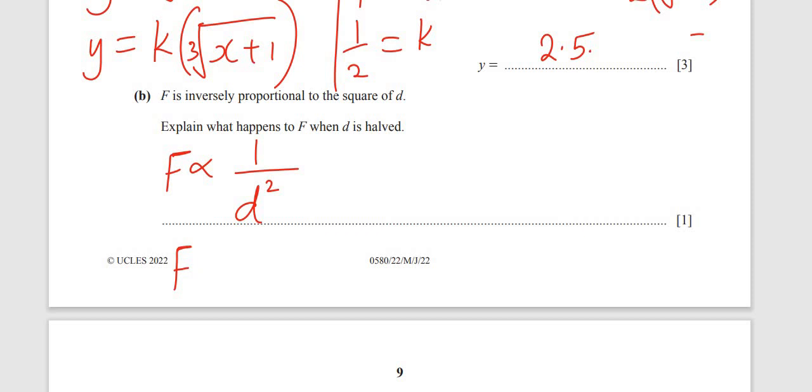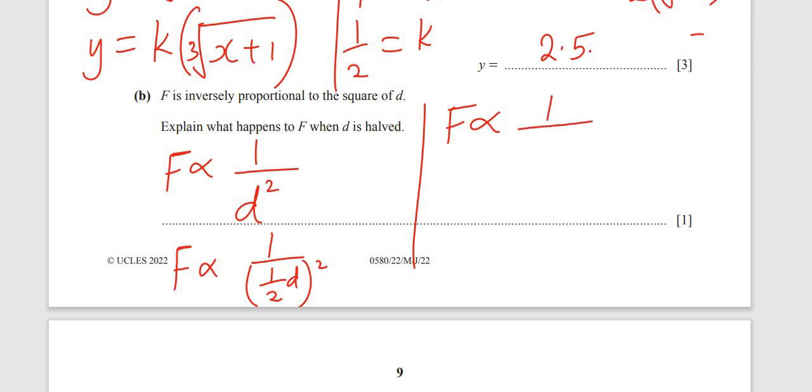So we're just required to explain what happens to f when d is halved. So when you halve d, f is inversely proportional to a half d, then you have to square it again. So this is going to be f is inversely proportional to 1 over a half d squared, which is actually a quarter d squared. Then here we have a fraction divided by another fraction.